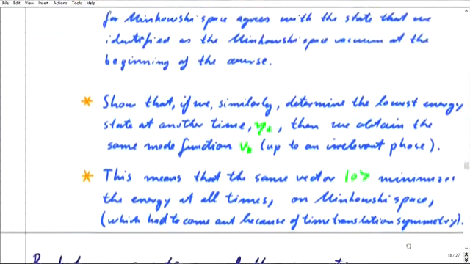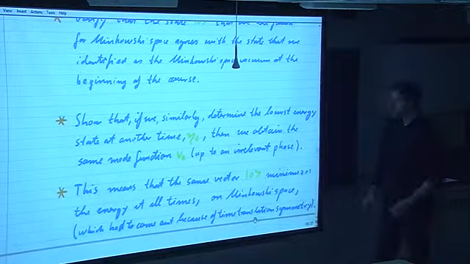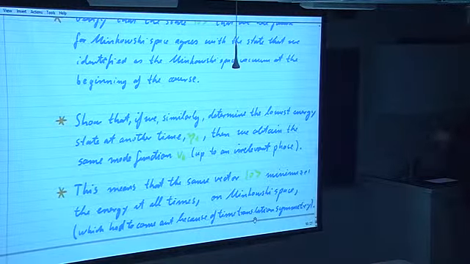So the conclusion then is that in Minkowski space, the same vector 0 minimizes the energy at all times, which is plausible because in Minkowski space everything is time independent. A free field is time independent. So the vacuum at one point in time remains the vacuum at all times in Minkowski space.